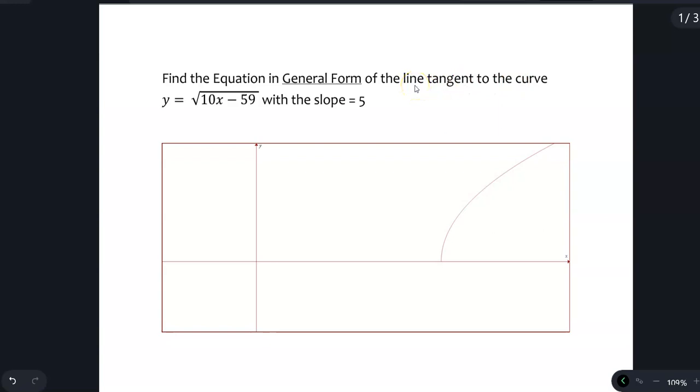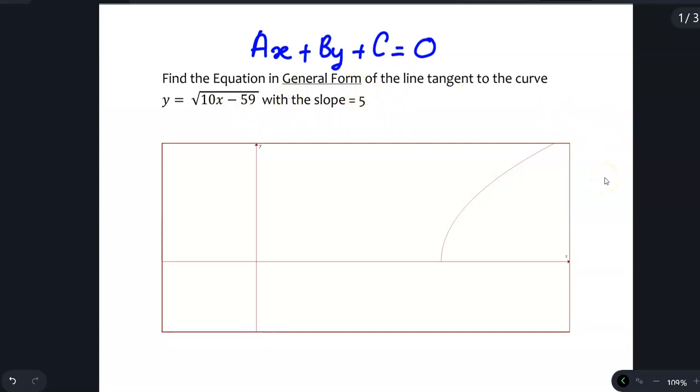So a line is a linear equation and it is in general form. I just want to remind everyone that a general form of a linear equation is given as ax plus by plus c equal to 0, where a, b, and c are integers. Alright, so the key to solving this question is tangent to the curve and with slope equal to 5.